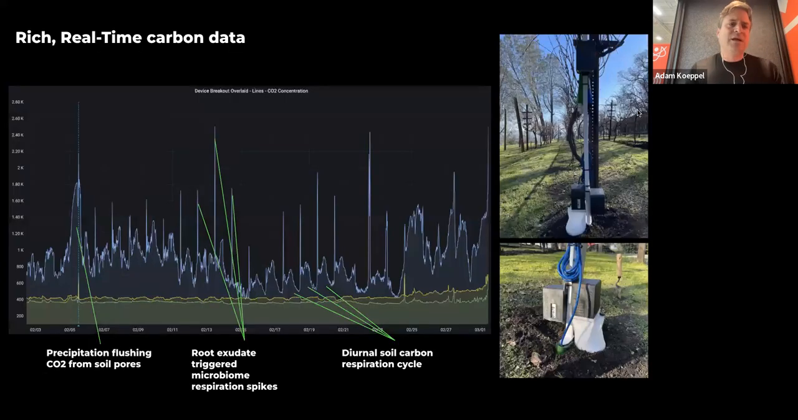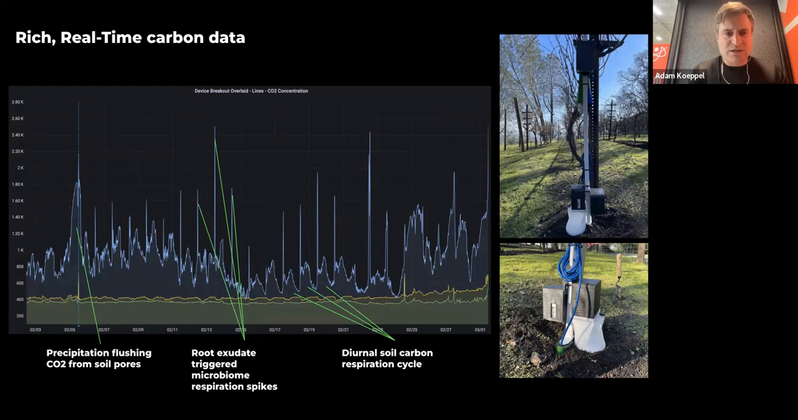Next slide, please. So one of the great things about this soil chamber approach is the rich real-time carbon data. And so we see here some data from an Agrology test site, where first we see the effects of rainfall on the far left. So precipitation actually fills the soil pores, flushes out the CO2 in the soil pore, and we're capturing that in the Arbiter device's chamber.